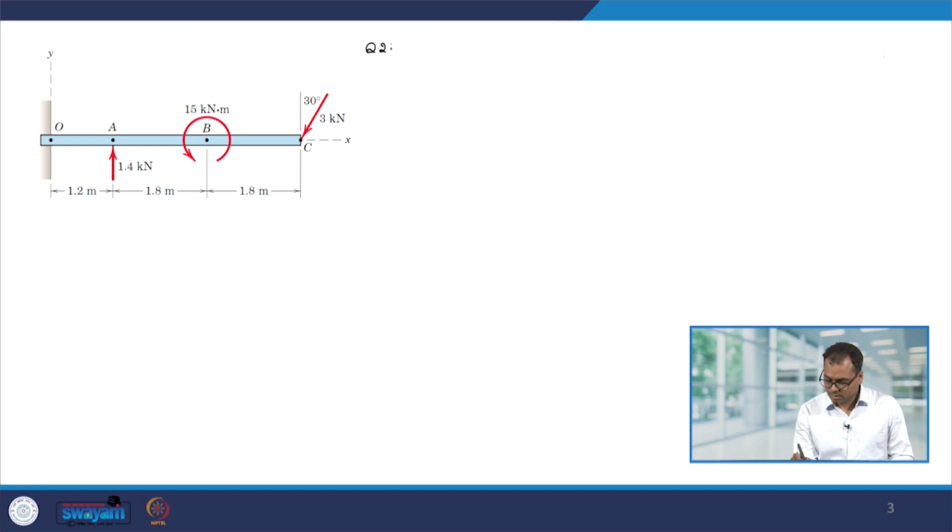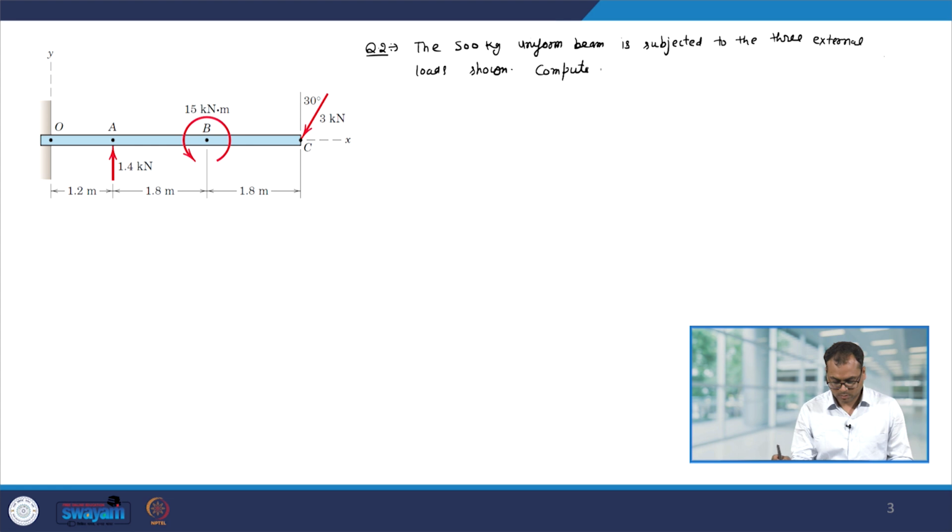Here the problem statement is following: the 500 kg uniform beam is subjected to the 3 external loads as shown. Compute the reactions at the support point O. So, the first thing is to make the free body diagram of this.